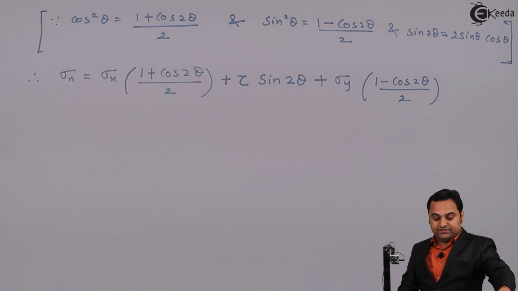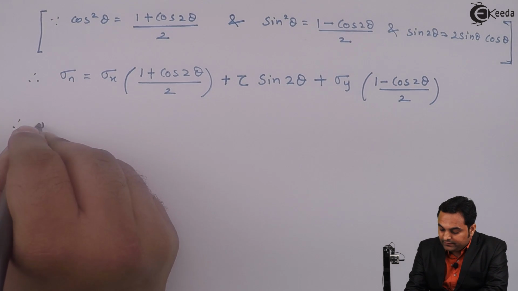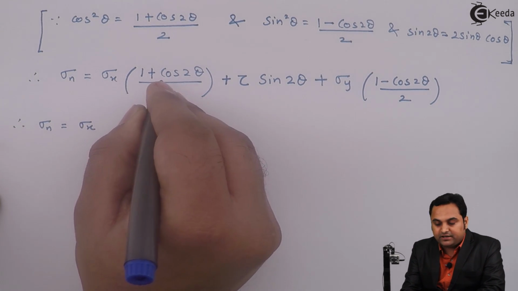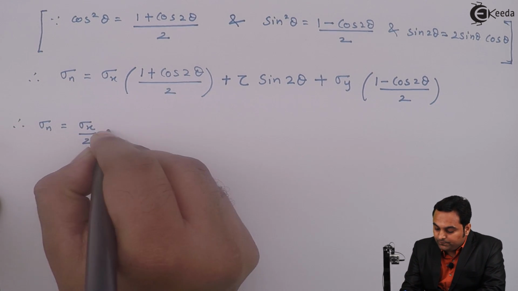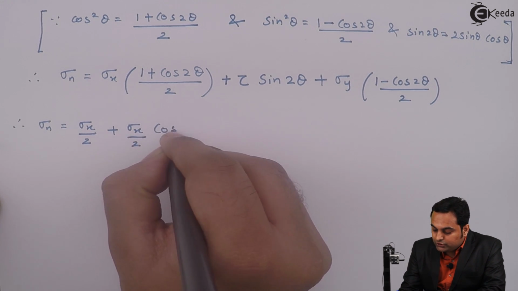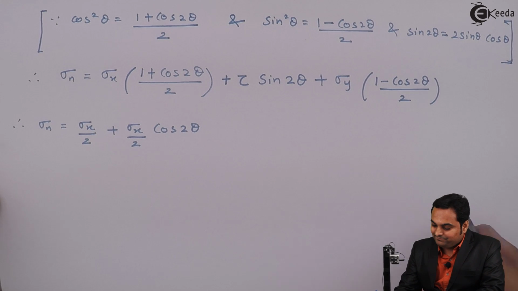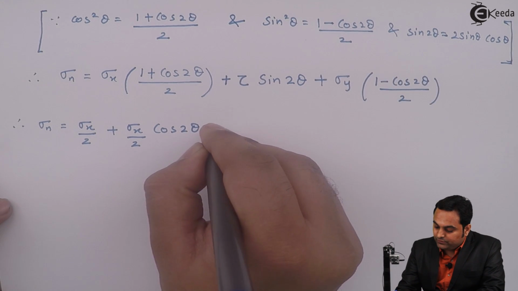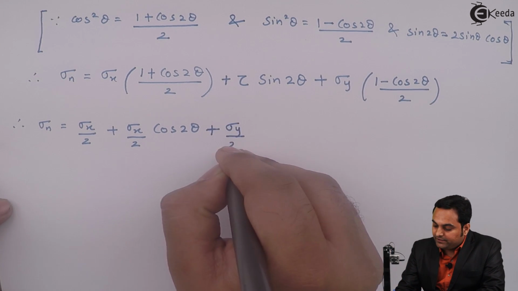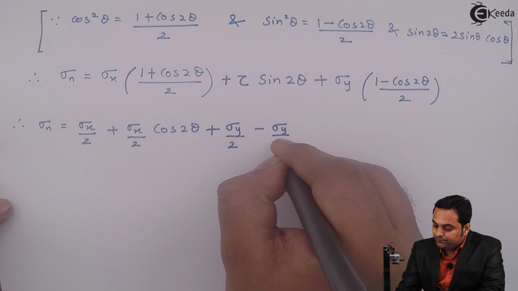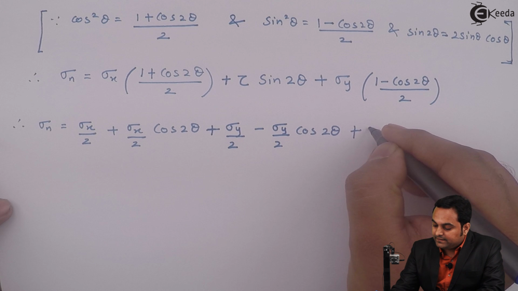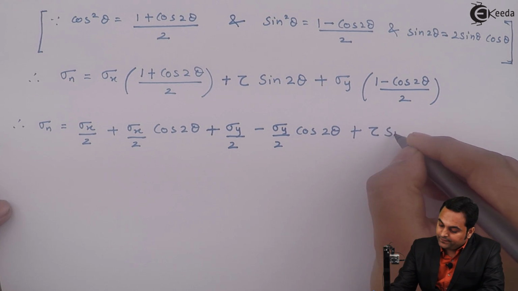Next, after reaching this stage, I'll write it as sigma n equal to sigma x multiplying the bracket, so sigma x by 2 plus sigma x by 2 cos 2 theta. Then here I'll bring this term over here, sigma y by 2 multiplying it, minus sigma y by 2 cos 2 theta, plus I'll write in the end tau sin 2 theta.